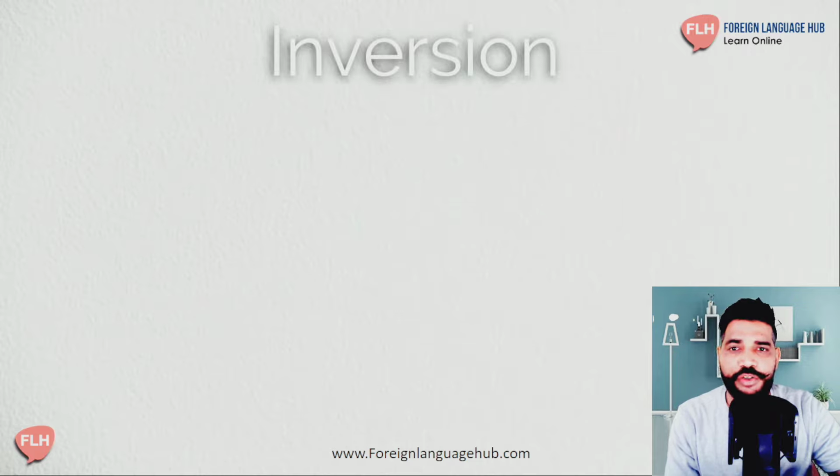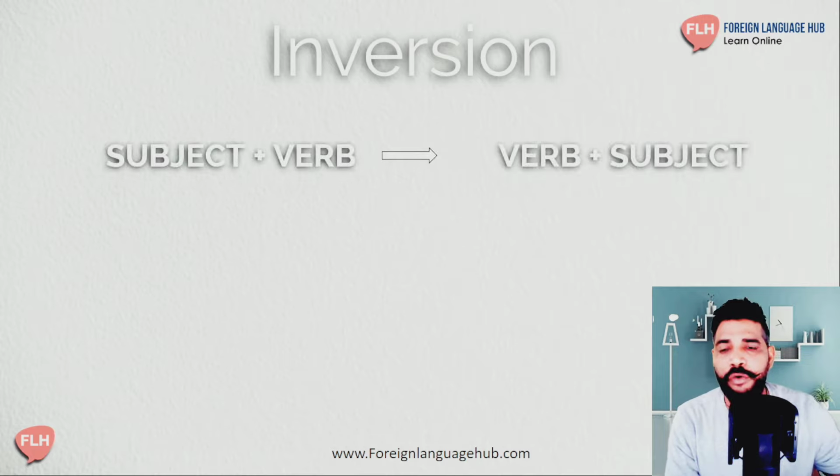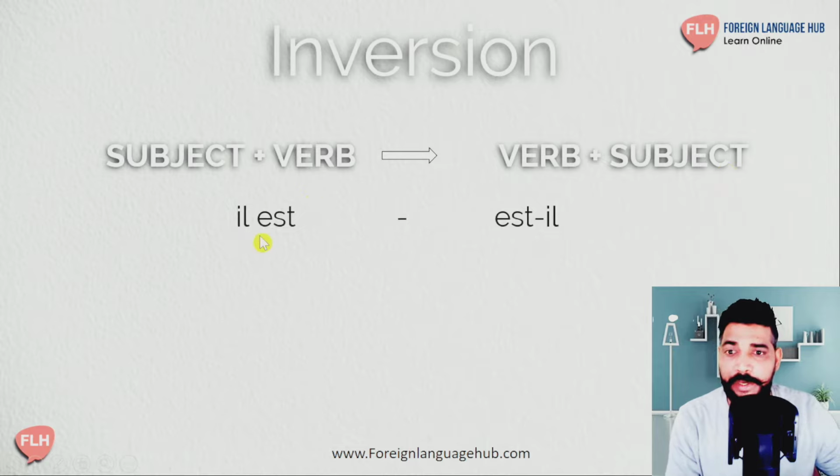Now we'll move to inversion. What is inversion? Let's have a look. In normal cases, a sentence starts with the subject followed by the verb. But if you start a sentence with a verb followed by the subject, in that case, it's a question. Here is an example. Il est, and if you change it, est-il. Now what is the meaning? It means he is, and this is is he. So it has become a question here.